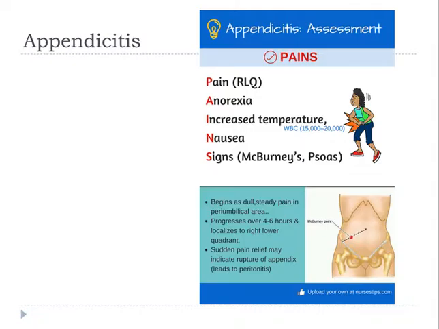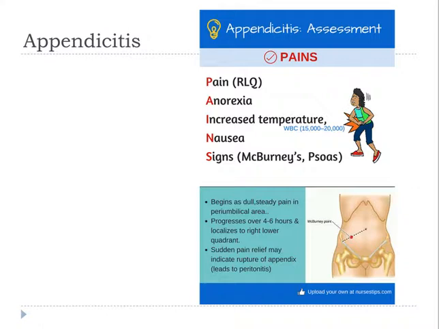Let's talk about some specific conditions next. Appendicitis, pain in that right lower quadrant is very common. You can also see McBurney's sign. McBurney's, which is in this picture here, is when the pain starts in the periumbilical area and then slowly kind of moves over a few hours down to that right lower quadrant. That is a classic presentation of appendicitis.